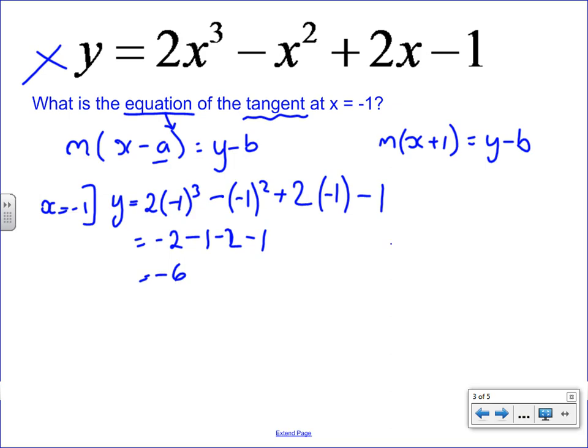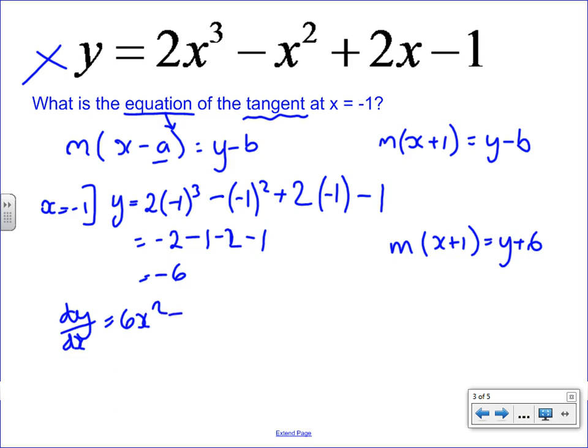This step now, x plus 1, we had that before. Y plus 6. Exactly. So we haven't even needed to do any differentiation yet. It was just, we know the x coordinate, what's the y coordinate? Now we need the gradient. So we need to do dy by dx, which is 6x squared.